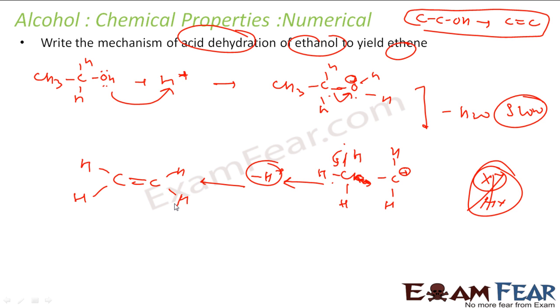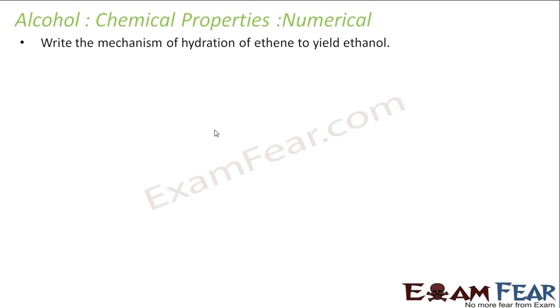This is called acid dehydration. Whatever acid you are using here is formed again. You are using H plus and then you are releasing the H plus, so that way it is maintained. Correct? So let's see the mechanism for hydration of ethene to give ethanol. I have ethene, and from this I add H2O to give ethanol, right?